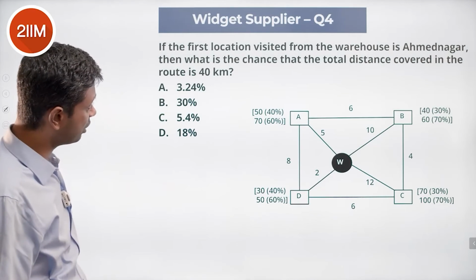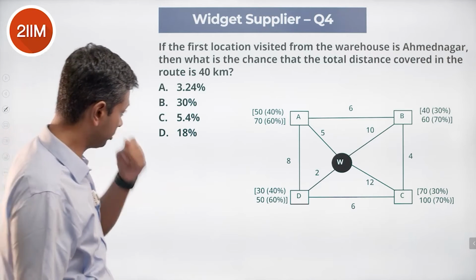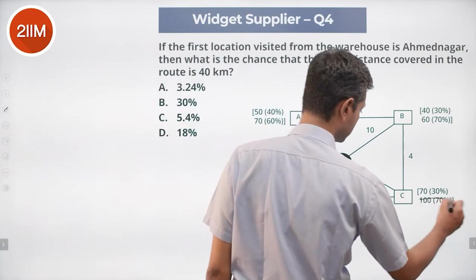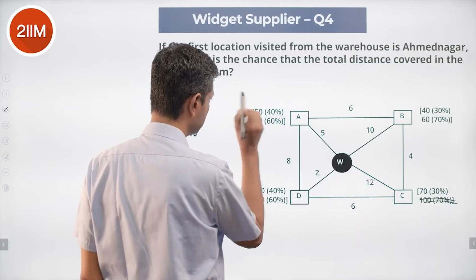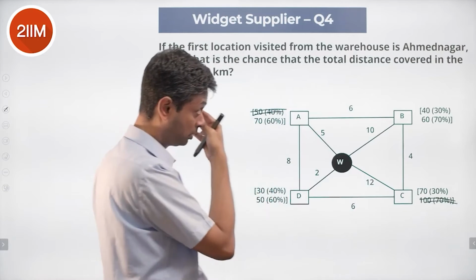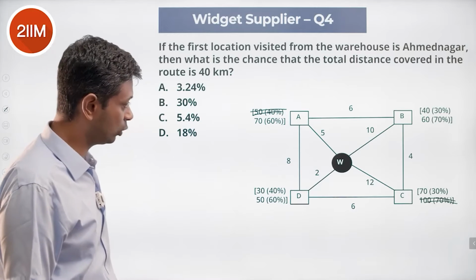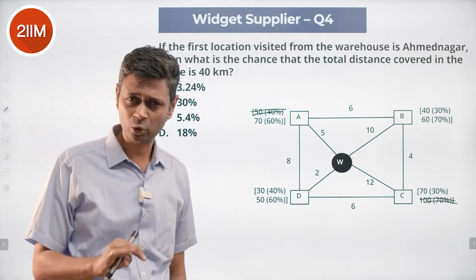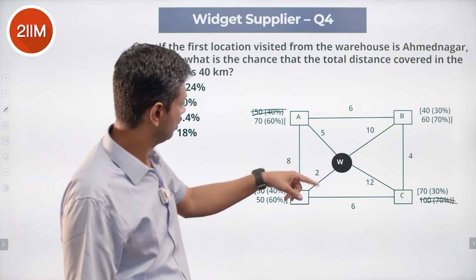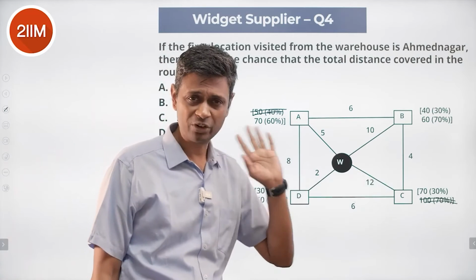If the first location visited from the warehouse is Ahmednagar, nice, that means this 100 is ruled out. And this has to be 70. Done. What is the chance that the total distance covered in the route is 40 kilometers? That means I know one part of the route. My one part of the route is 5, 5, 12. I will be at C.